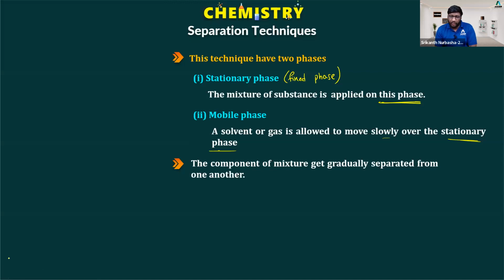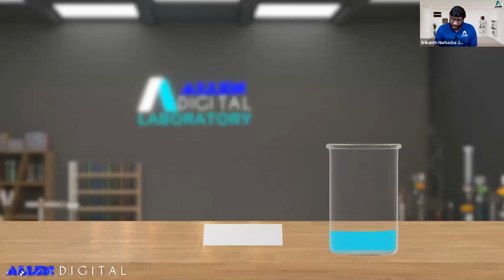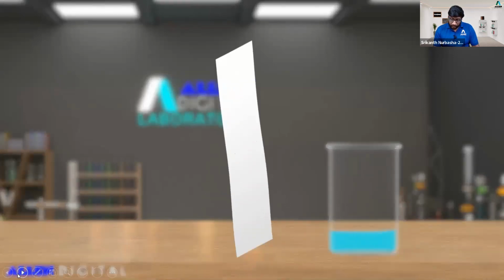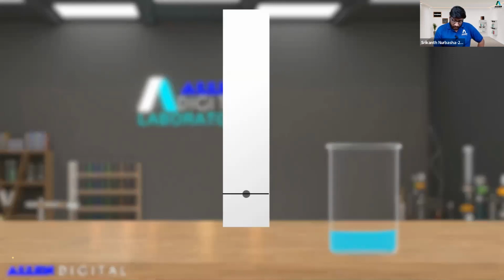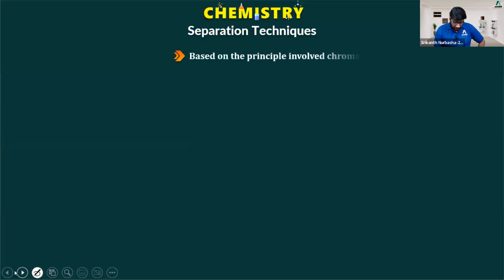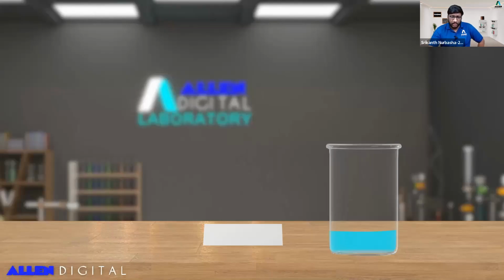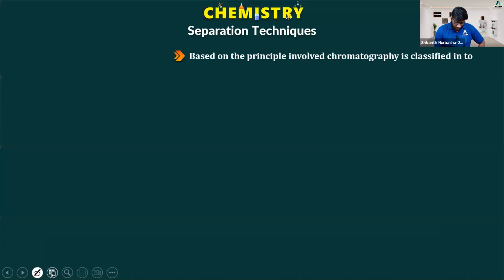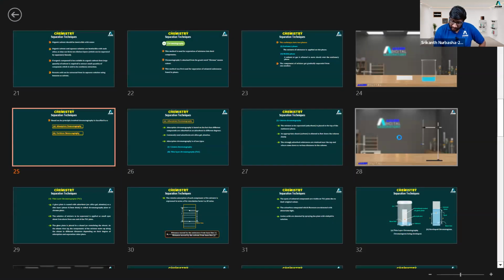So let us understand the same points, whatever you have studied, with the animation, and you will get clarity. Look at this animation. So this is the animation for TLC. Just a second. We look at the animation for column chromatography.